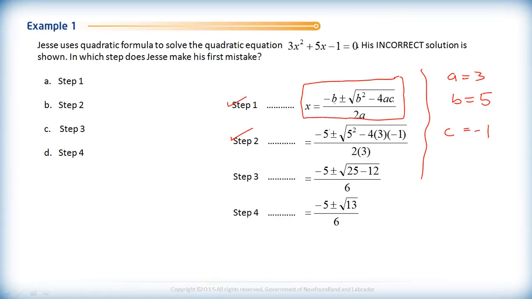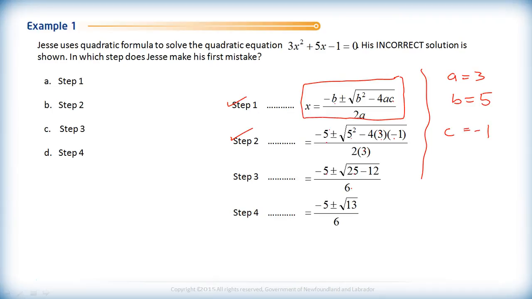Now, from there he's just doing some arithmetic. So the negative 5 he didn't change. And 2 times 3 downstairs is 6, that looks good. 5 squared is 25, so far so good. 4 times 3 times negative 1 is negative 12. Aha! Jesse.